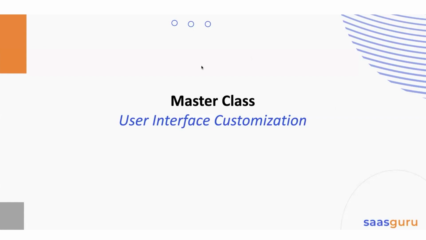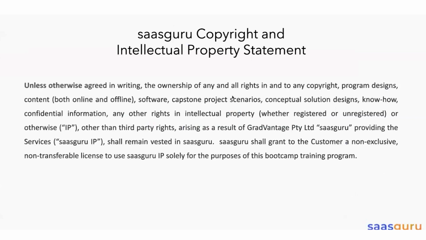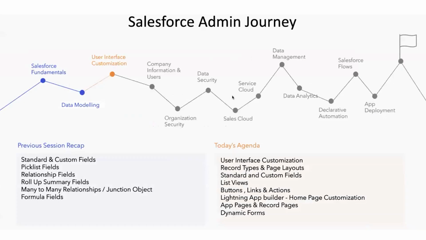All right, so now we are starting with the user interface customization masterclass agenda. I'll quickly brief you about what we are going to cover as part of the session. User interface customization is about enhancing the information, whatever data we are presenting, how we can enhance the overall look and feel of the data, the product.